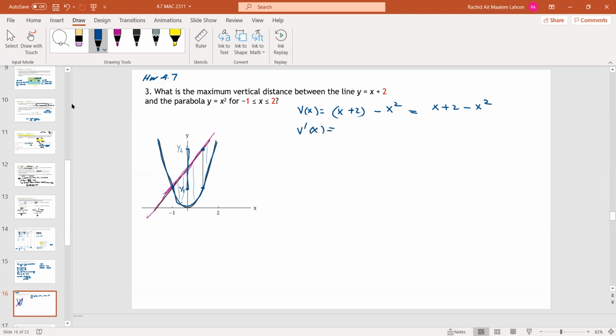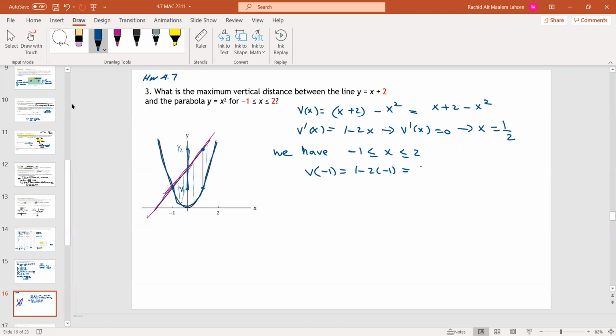We take its derivative, and it'll be 1 minus 2x, and we set it to 0, which gives us x is 1/2. So now let's check, investigate. We have negative 1 and 2. If you do v of negative 1, we get 1 minus 2 times negative 1.